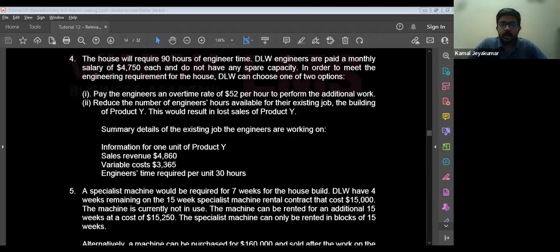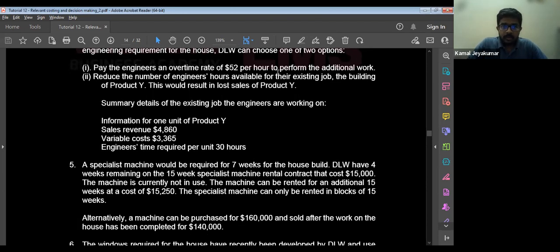4,485, right? So instead of getting additional labor, that is, instead of paying your engineers overtime, you will choose to transfer them from their existing work of making product Y, because that is cheaper for you. The relevant cost of that is lower, right? Yes, transfer is better. Let's move on to the next point.